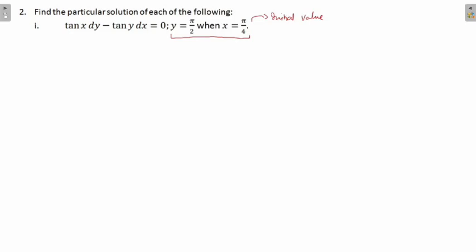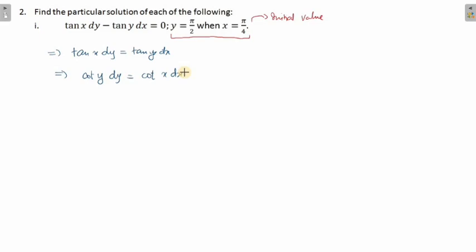First and foremost, given is this one. From here we'll first find the general solution. So bring this minus out there, so you get tan x dy equals tan y dx, isn't it? Now separate the variables, so bring this tan y over here, so you get cot y dy, and the tan x goes over there and it becomes cot x dx.